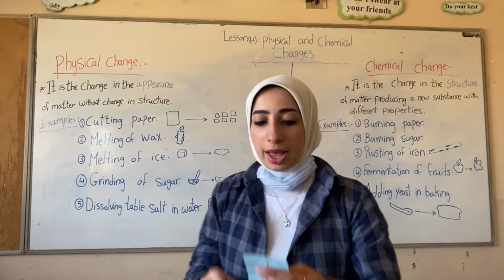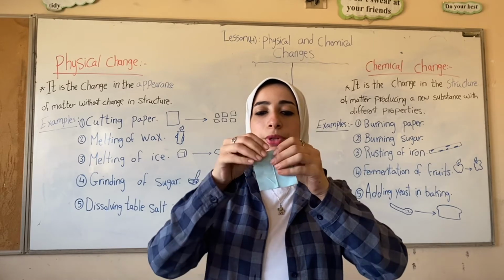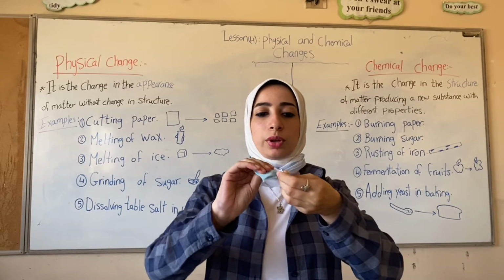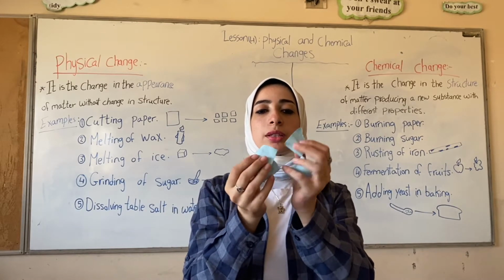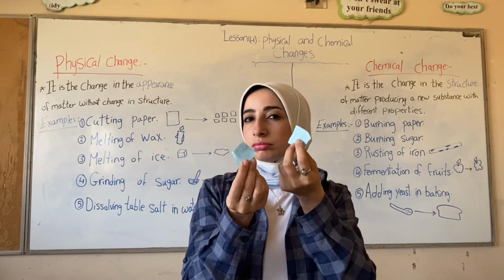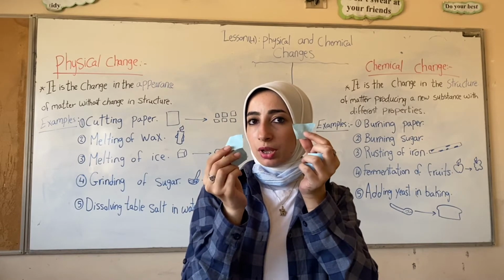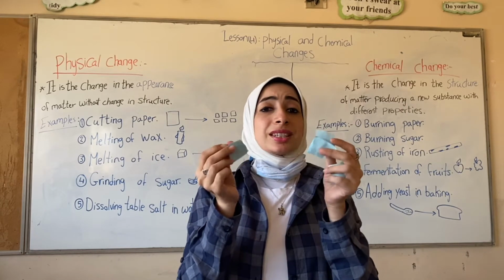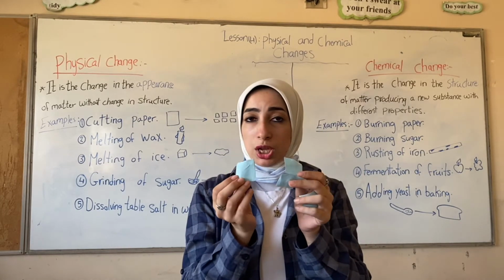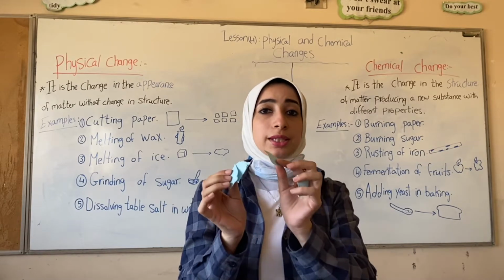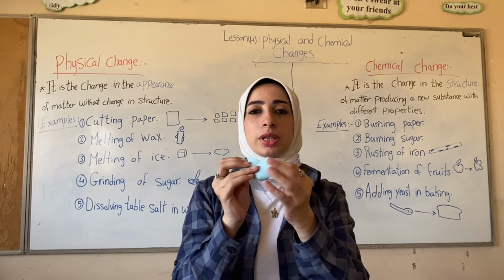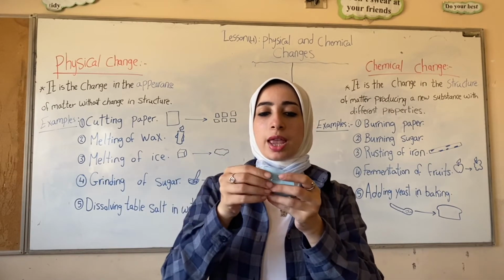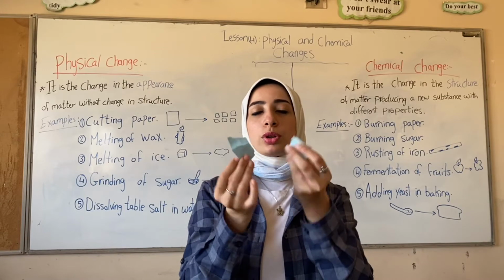If I have this piece of paper and I'm going to cut it into pieces, like this, does it change? Can I write on the paper? Yes, I can write, so the paper doesn't change, right? Does its color change? No, it doesn't change. It's still blue as it is. So the paper only changed in its appearance. It was a big square and now it becomes smaller ones.